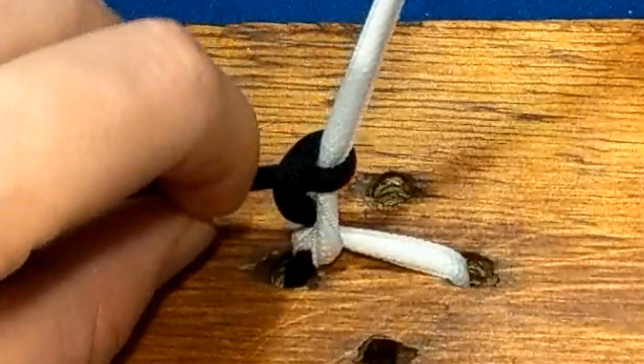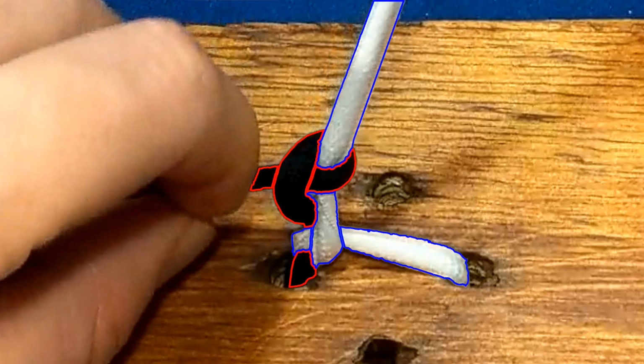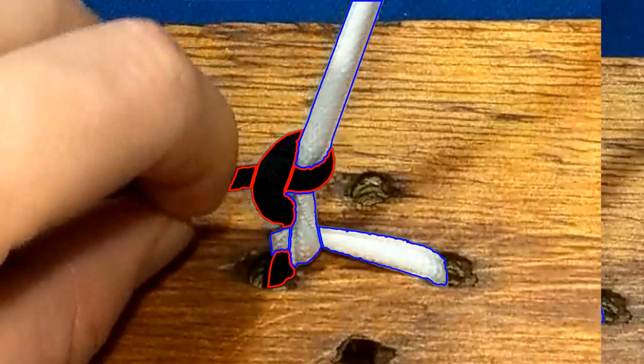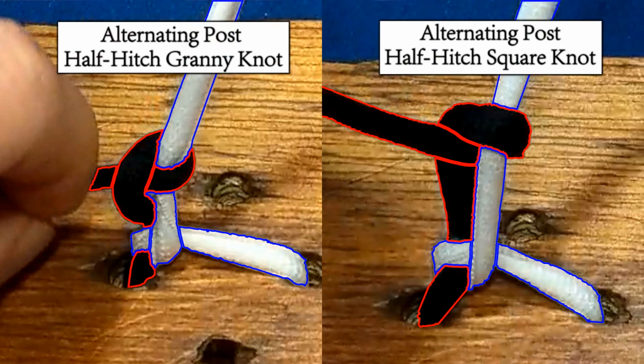Similar to the half-hitch square knot with alternating posts, for the first throw, the white strand wraps around the black strand, which serves as a post, whereas for the second throw, the black strand loops about the white strand, which serves as the post. Shown here is the difference in configuration between the half-hitch granny knot with alternating posts and the half-hitch square knot with alternating posts.